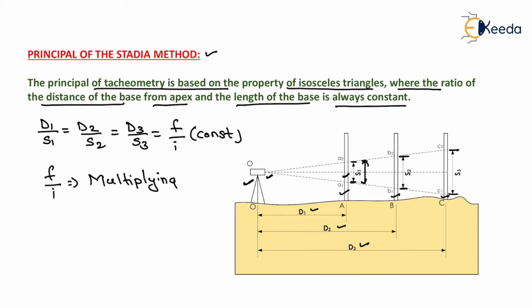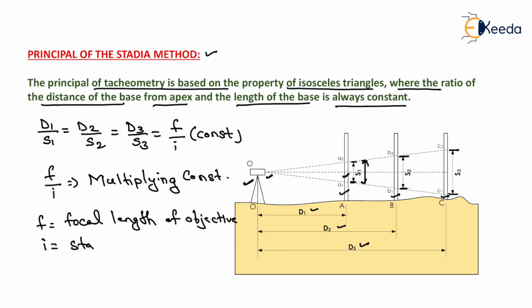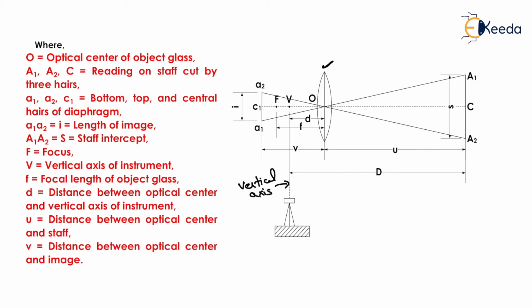Now we will see it in detail. Here f is the focal length of the objective and I is the stadia intercept or stadia interval. Now, for knowing the working principle of the tachymeter, we will put a zooming effect on the telescope of the tachymeter. This is the eyepiece which is shown here. Okay, now this is the object lens.